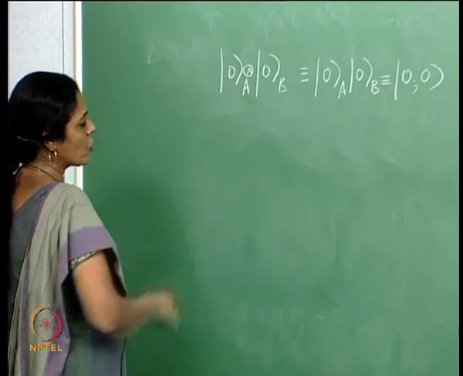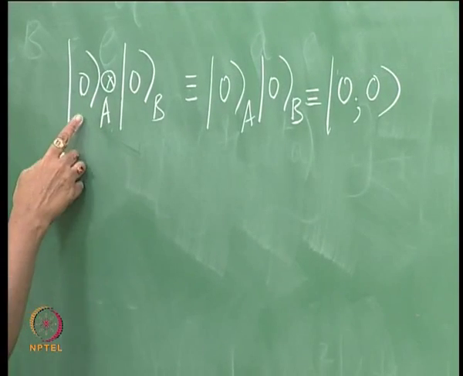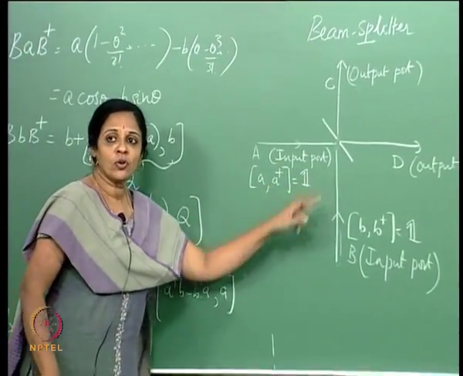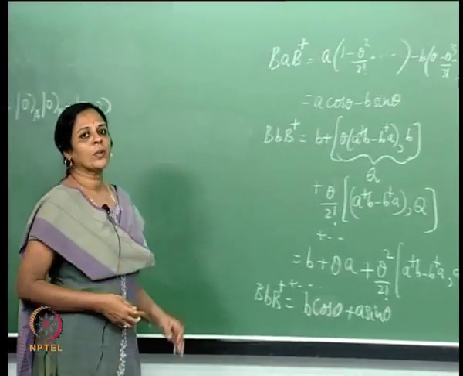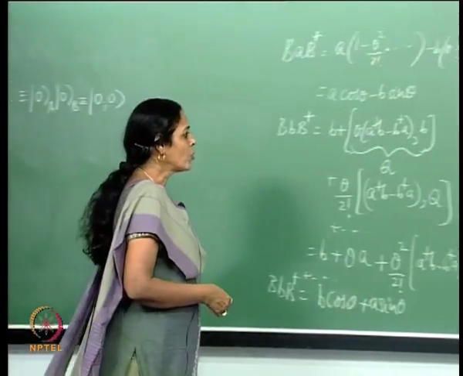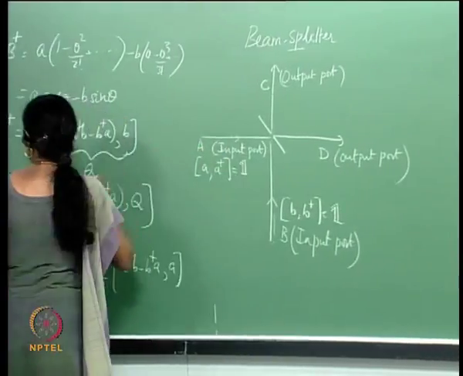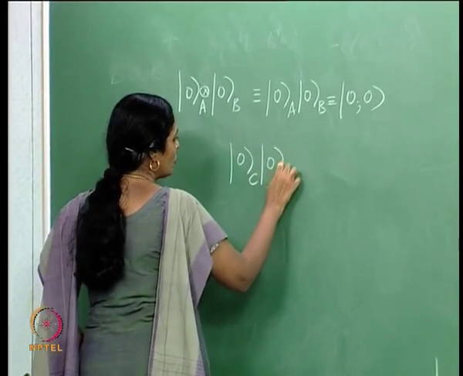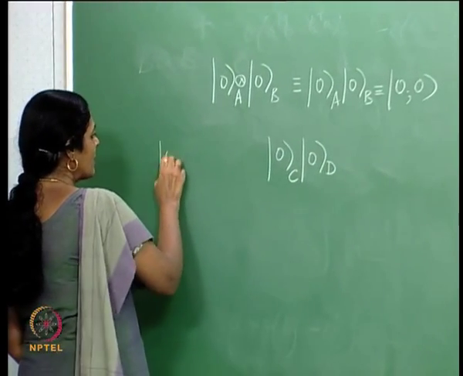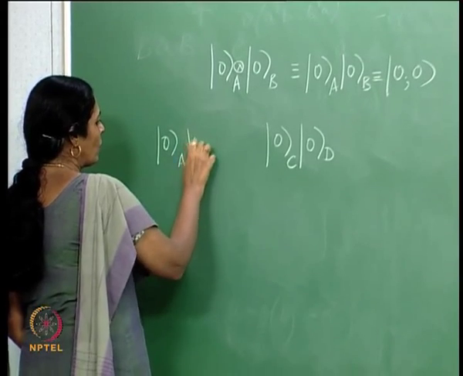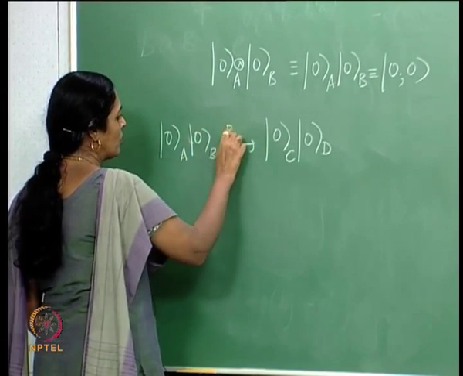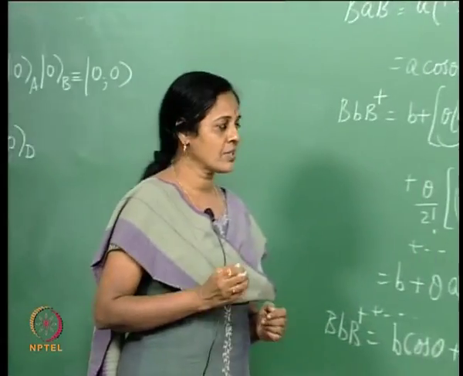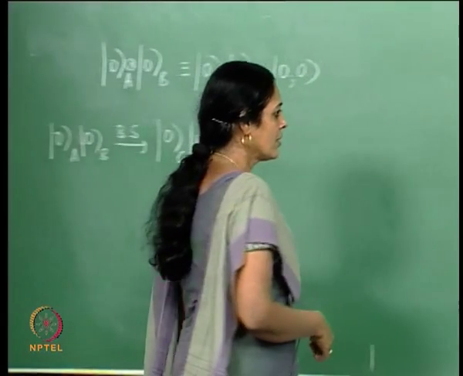So, these are just various shorthand notations that I would use, but in any case, if the input is 0 photons through the port A and 0 photons through the port B, you do not expect to see photons in the output ports. So, you would expect 0 photons in port C and 0 photons in port D. So, basically 0 A 0 B goes through the beam splitter to give me 0 C 0 D, and that is common sense. Now, I will use this fact.